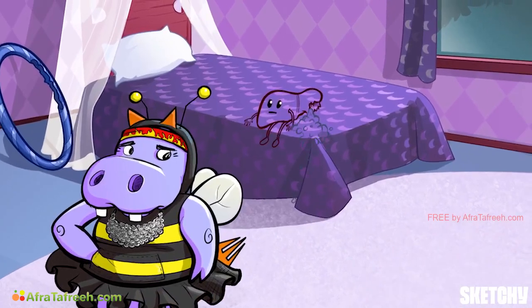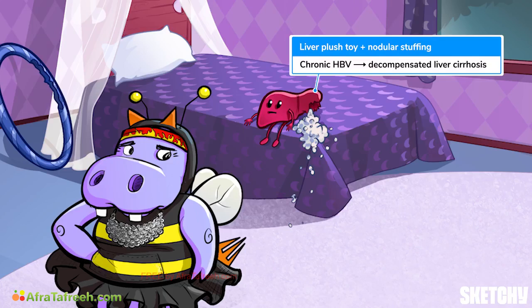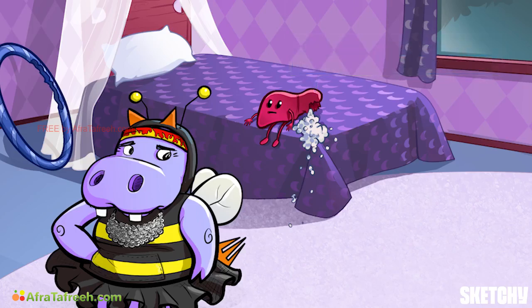For the most part, patients with chronic hepatitis B infection are asymptomatic, but symptoms like jaundice, splenomegaly, ascites, and so on can develop in those who progress to cirrhosis with liver failure, hence this liver-shaped plush toy that's unfortunately got the stuffing knocked out of it. Outside of the liver, hepatitis B virus can trigger the formation of immune complexes, which can do damage to the glomerulus and blood vessels. There are 2 HBV-associated glomerular pathologies to know about.